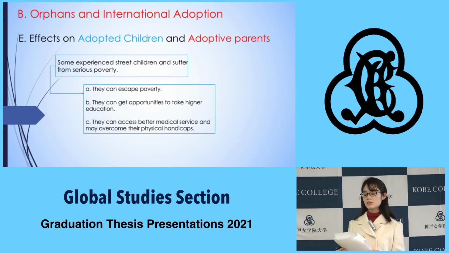Effects on adoptive children and adoptive parents. Many children in Africa experience being street children and suffer from serious poverty. If they are adopted through international adoption, they can escape serious poverty. They can get opportunities to take higher education, and they can access better medical service and may overcome their physical handicaps.